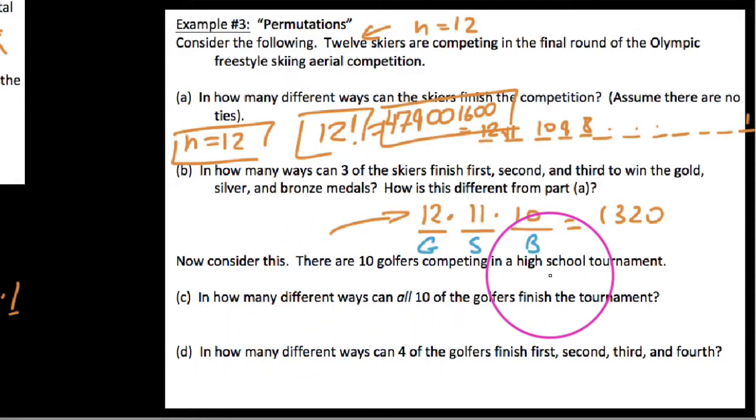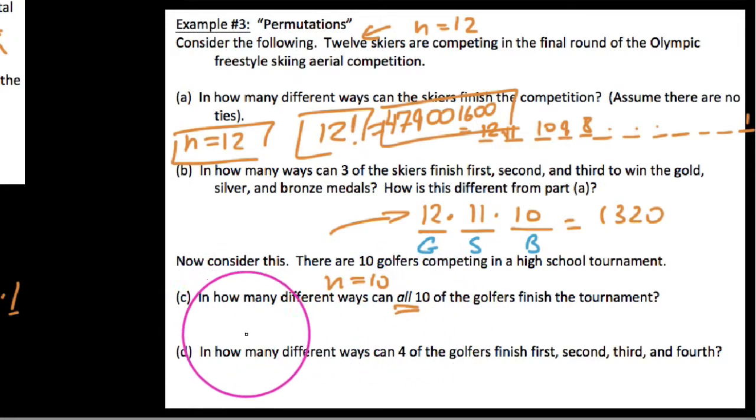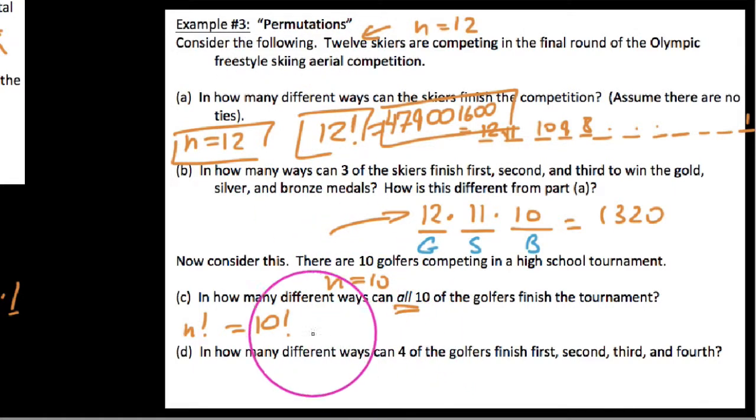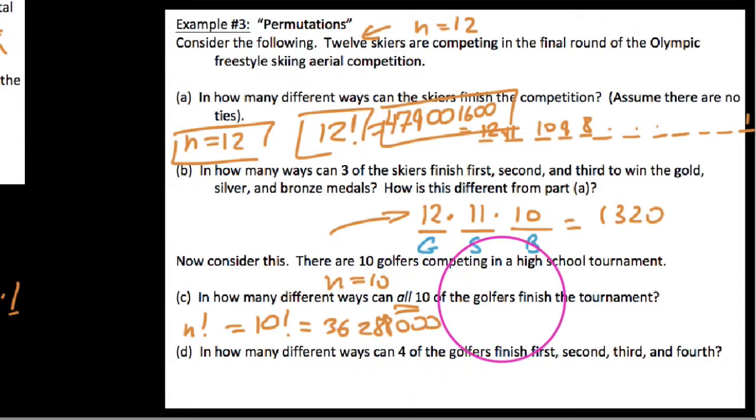Okay, now let's consider this. There are 10 golfers competing in a high school tournament. So in this case, n is 10. It says, in how many different ways can all 10 of the golfers finish the tournament? Since we are rearranging all 10, it's n factorial, or in this case 10 factorial. Borrowing from what we know up top, 10 factorial is 3,628,800. This is how many different outcomes exist for how these 10 golfers can finish.